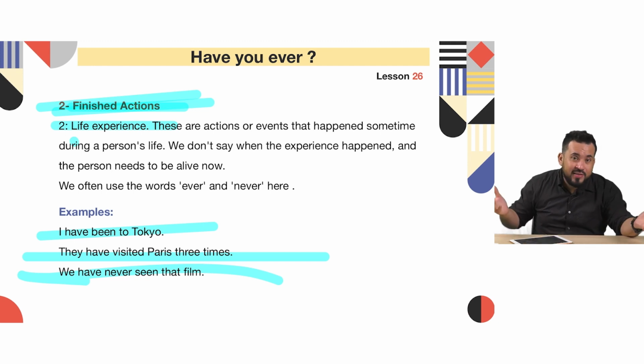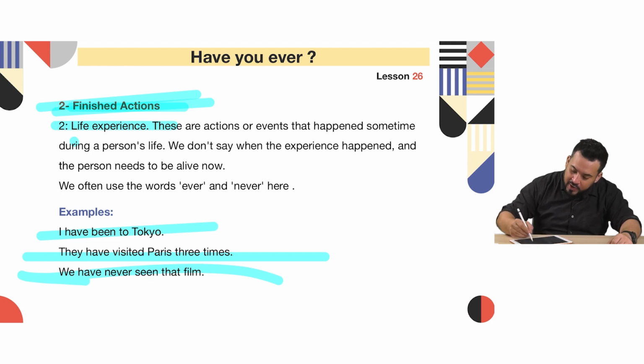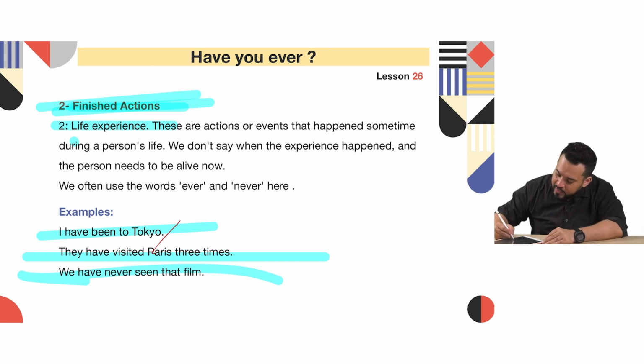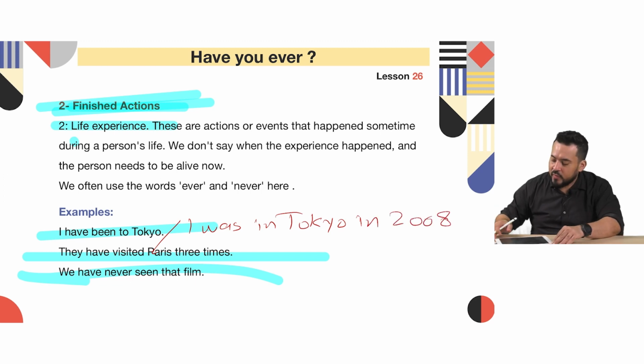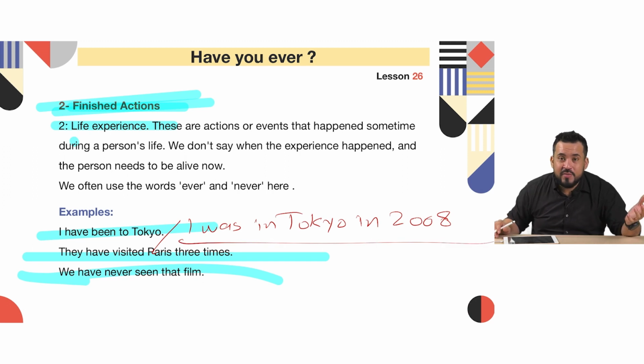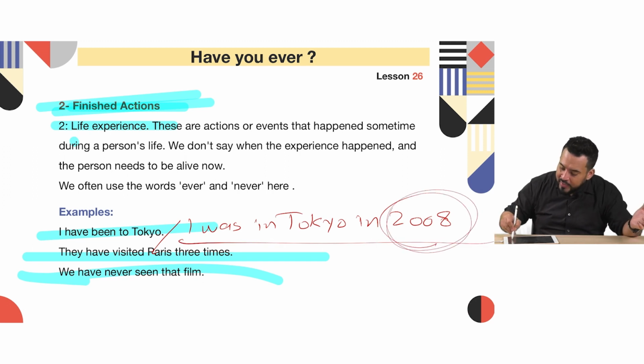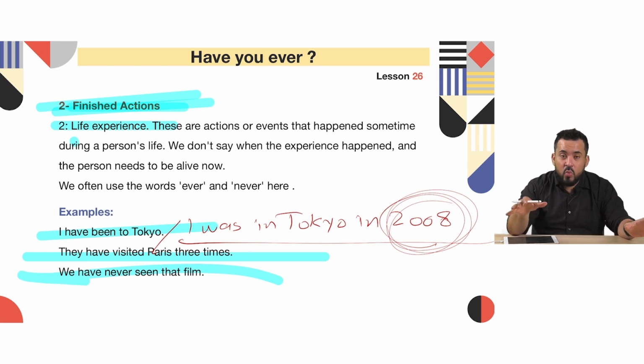I've been to Tokyo. I didn't say when, so I use the present perfect. Now let's say I decided to say when. I was in Tokyo in 2008. Now it became past simple. Why? Because we have a date. If we have a date, if we know when something happened, then it's past simple. If we don't have a date, then it is present perfect. This is the simplest way to learn this.